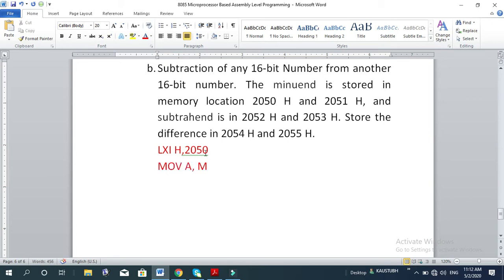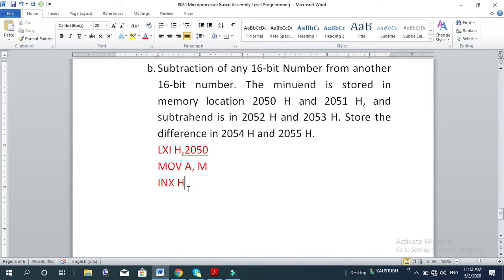By this instruction, the first data, the minuend, which was stored in the 2050 memory location, is now copied to the accumulator. Next you just increment the HL register pair by INX H, that means incrementing the HL register pair by 1. So now the HL register pair becomes 2051, and your M is the 2051 memory location. In 2051 you have already stored your subtrahend.